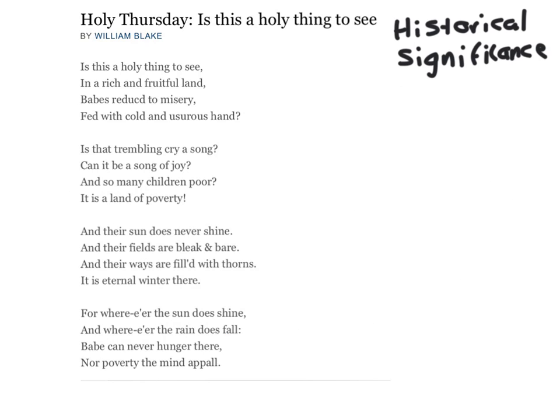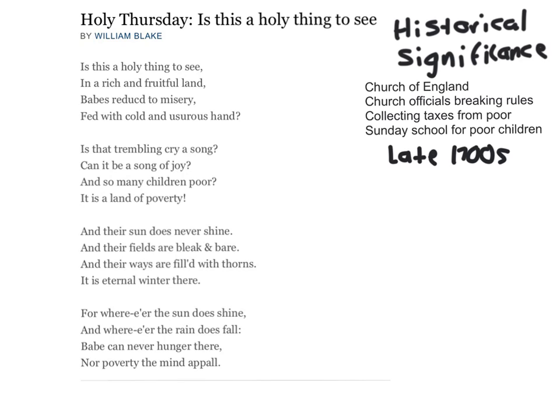So right before we look at the full poem, we're going to think about the historical significance in which this poem was written. After doing a little research, we found out that William Blake lived in England during the late 1700s, early 1800s, and at this time the Church of England was in power, and that church officials were breaking rules at the time in collecting taxes from the poor, and they initiated a Sunday school for poor children.